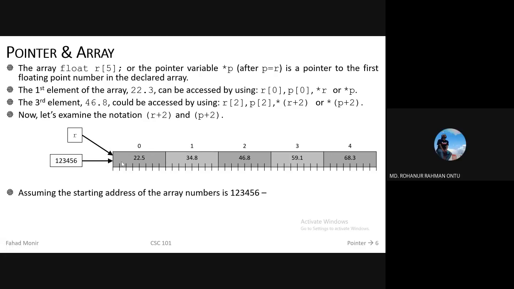Now I declared a pointer p, as shown in the last slide: p equal to r. I declared a pointer p and wrote p equal to r. So when we write p equal to r, what is basically happening? The pointer p is declared, pointing to the same address, which is 123456. r is an array which is pointing to the first address, and p is a pointer variable which is pointing to 123456.